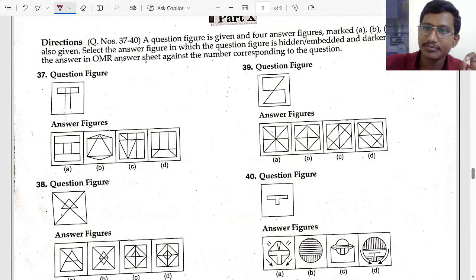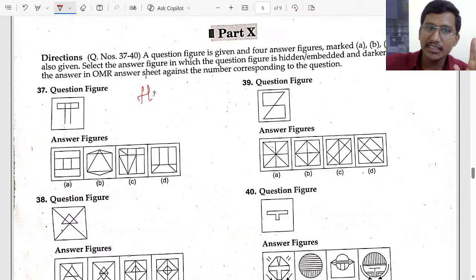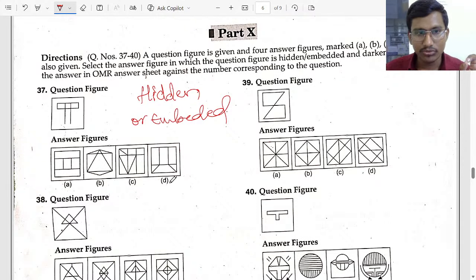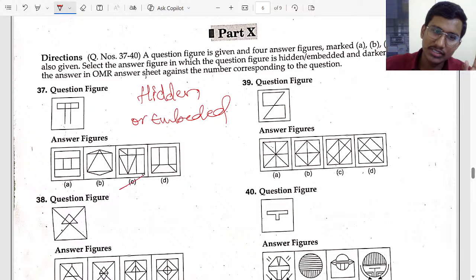So part 10 is hidden or embedded figure. Okay, let us do now. So 37, so where it is hidden? If you see clearly, you will get option C, right? So it is hidden in the option C. So this is where it is. Okay, so this is here, there, right? And then there are 2 lines. Okay, it is hidden in the option C, the 37 question.